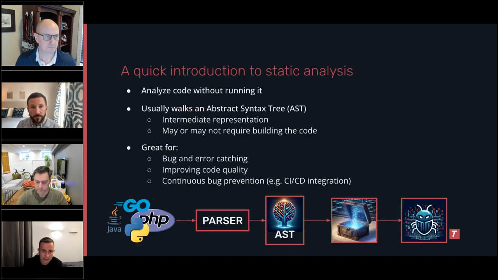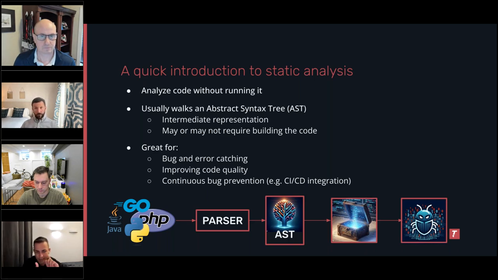So what exactly is static analysis? If you want to break it down into simple terms, it's essentially a method by which we can analyze code without actually running it. So how does this happen? Well, a static analysis tool typically traverses something known as abstract syntax trees, or ASTs. An AST is a data structure used to represent the structure of a piece of code. It's a sort of tree representation of the source code written in some formal language.